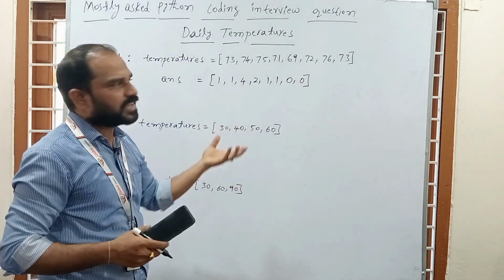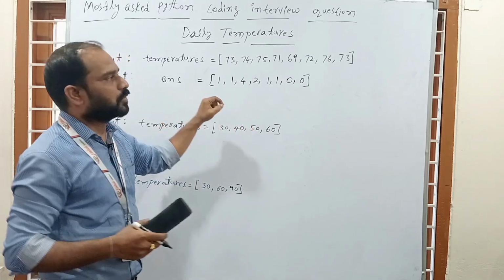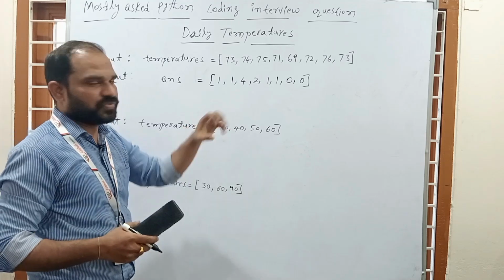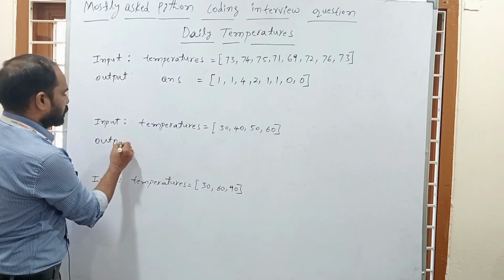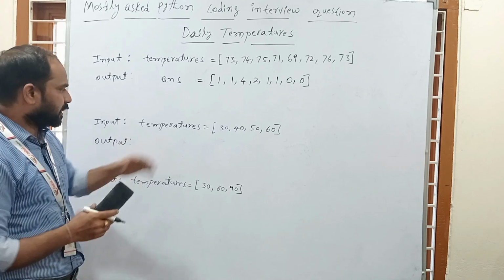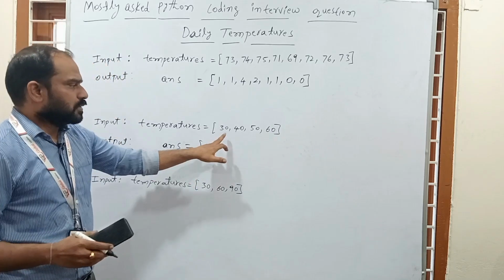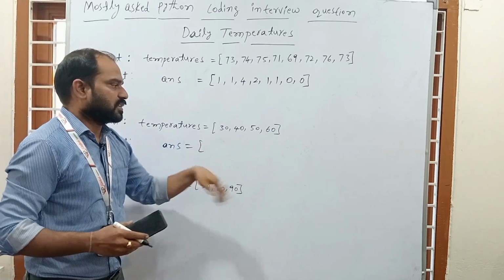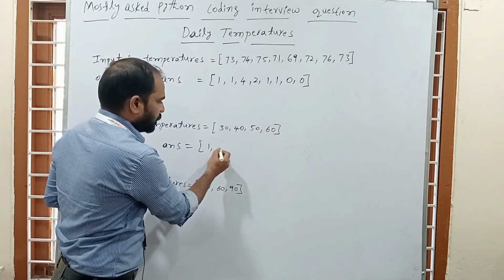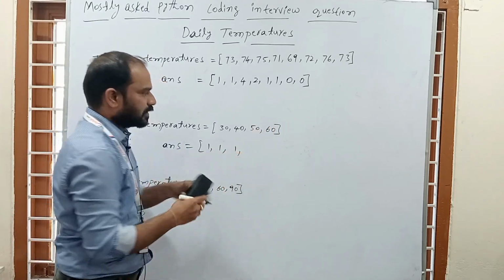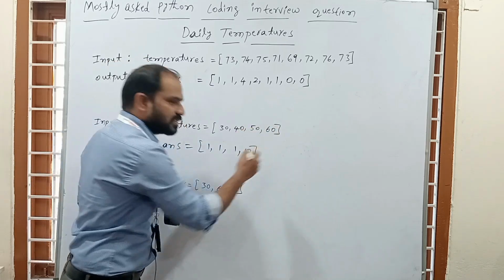Analytically we can solve this, but you have to write code to get the output from the machine. We will see the output for this particular temperature list. Same thing here: ANS, and the temperatures are 30, 40, 50, 60. The temperatures are in increasing order, so you need to wait 1 day, 1 day, 1 day. But for this last temperature there is no upcoming temperature, so by default the value is 0.